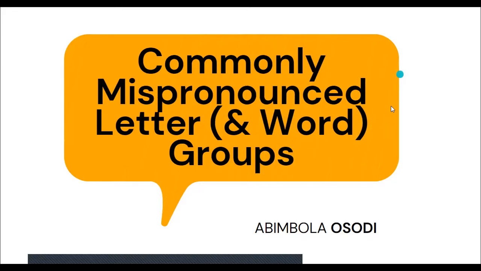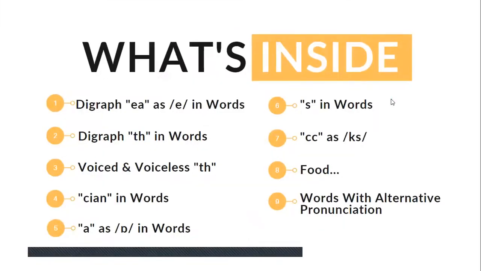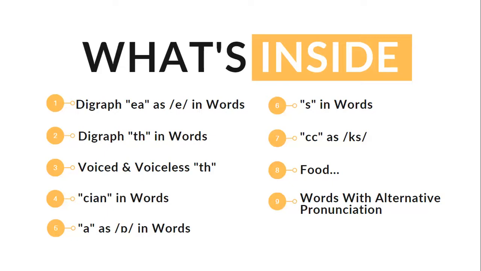So here's what's inside. We have digraph EA as E in words, digraph TH in words, voiced and voiceless TH, the video I promised you in the first part of this course. Then CIAN in words. What sound does it give in words? I think you know, but you might have been mispronouncing words that have CIAN in them.